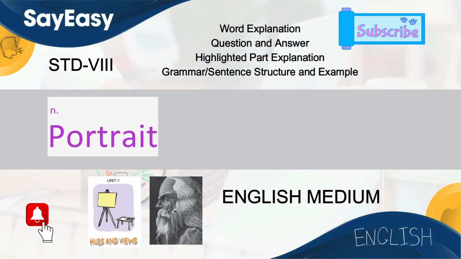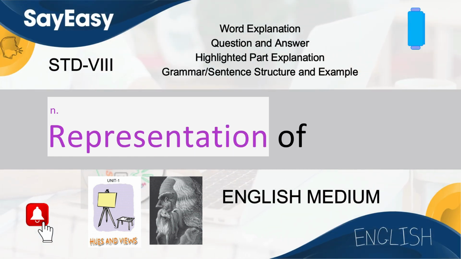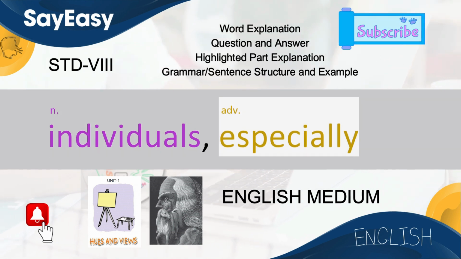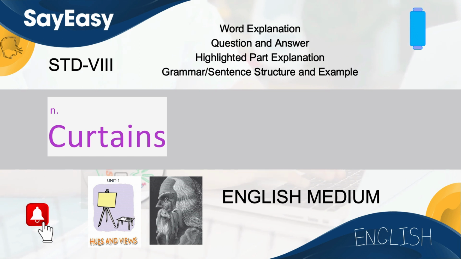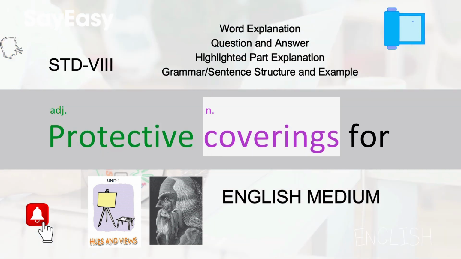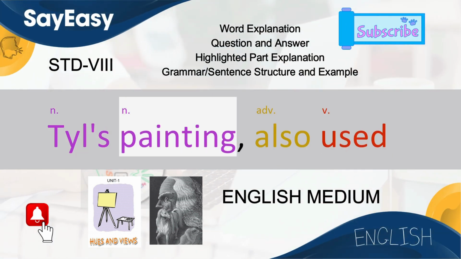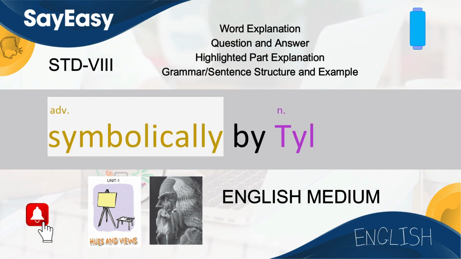Portrait. Representation of individuals, especially the Archduke and his courtiers. Curtains. Protective coverings for Tivael's painting, also used symbolically by Tivael.